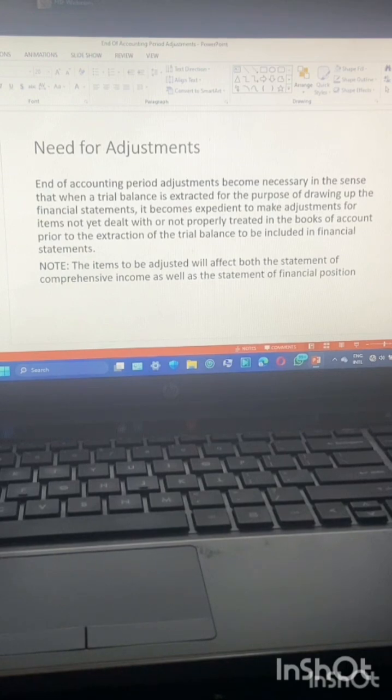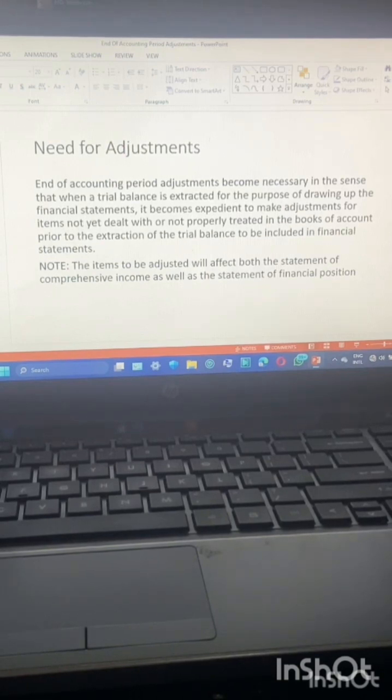Now note that whenever we have an item to be adjusted, it must affect both the statement of comprehensive income and the statement of financial position. Usually, every item in the trial balance we either move to the statement of comprehensive income or the statement of financial position. That is, no item in the trial balance can appear on both accounts because it was already adjusted.